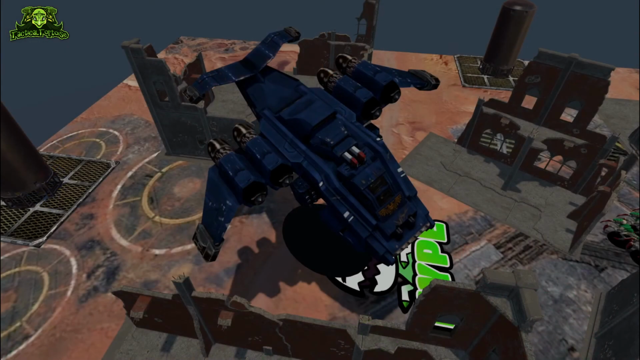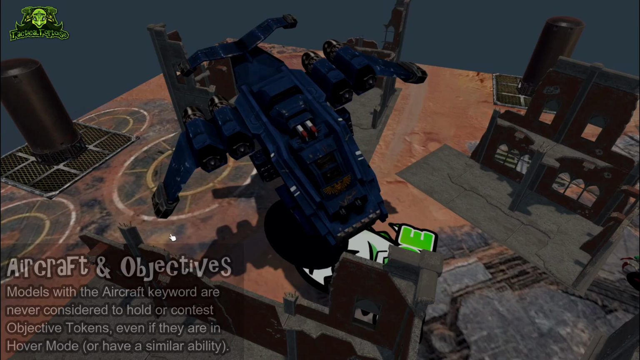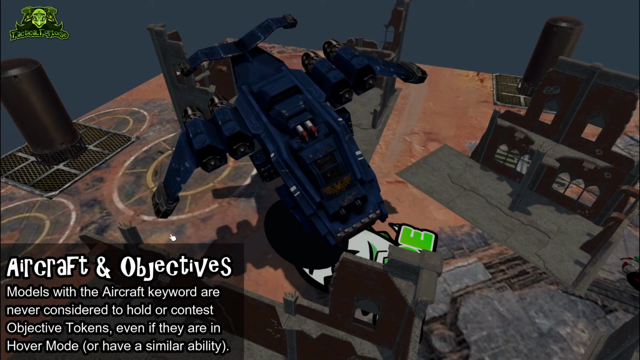Now, another model that's called out in the advanced rules of 40k that I'm just going to mention very briefly here are aircraft, like the Storm Raven we have here. The first thing about aircraft that you have to keep in mind is that if a unit has the aircraft keyword, regardless of whether or not it has the flyer battlefield role, although most aircraft are flyers, not all flyers are aircraft, and vice versa. If it is aircraft, it can't control or contest objectives.